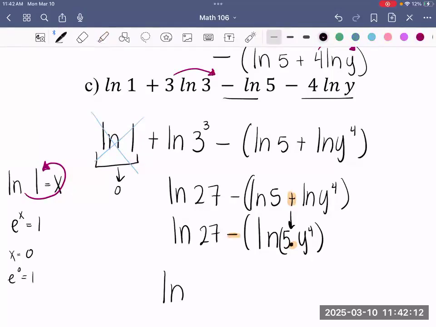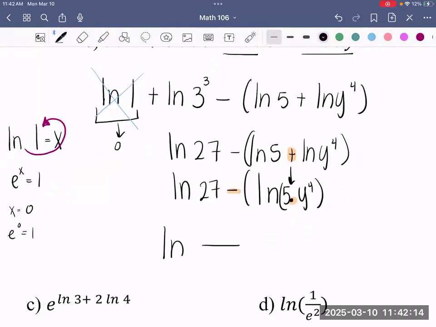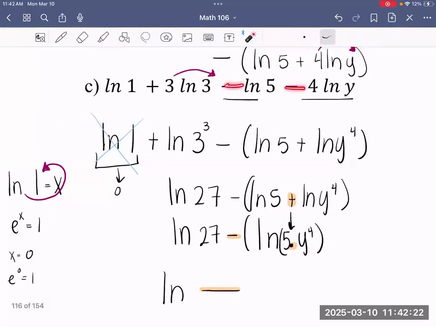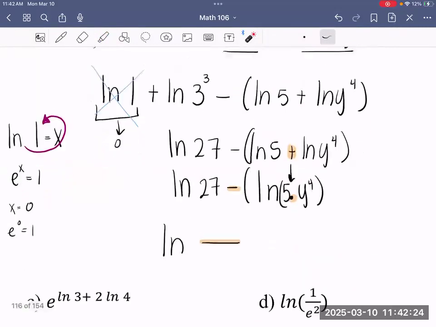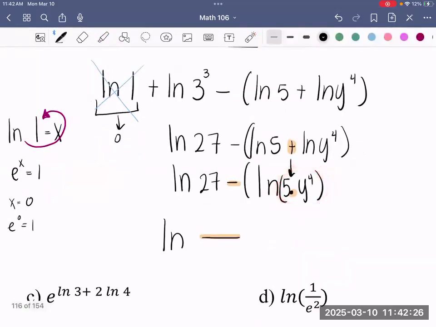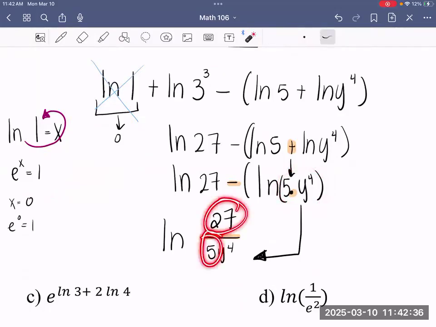So we have ln of some sort. We're going to be dividing by anything that was in the denominator, so anything that was being subtracted ends up in the denominator. You'll notice that we have 5y to the 4th doing the subtraction, so it's now doing the division, and 27 is now up above. Now there's no correlation between 27 and 5, so we don't have to simplify any further.